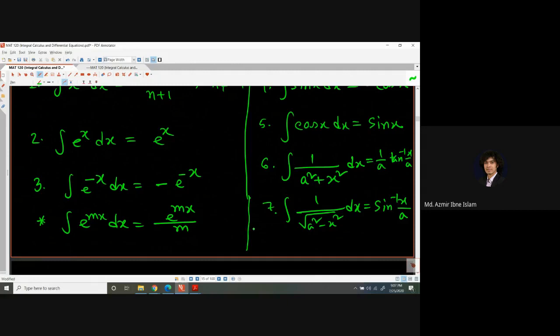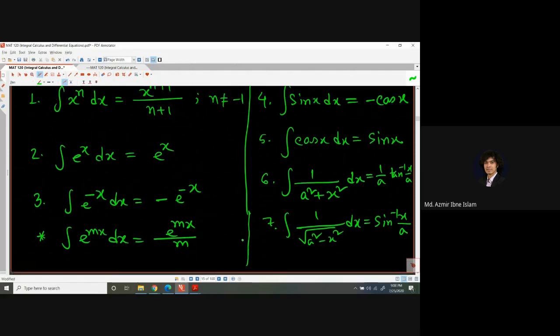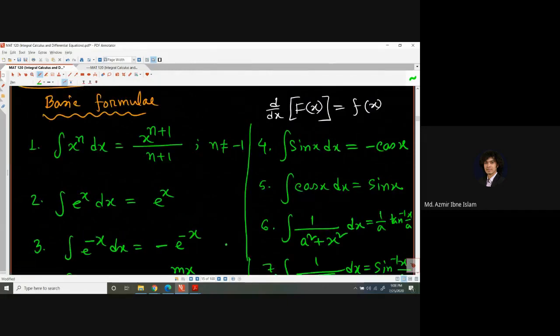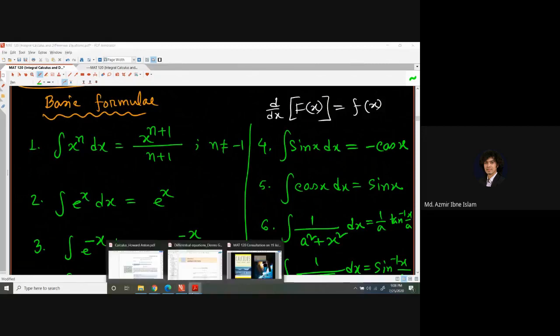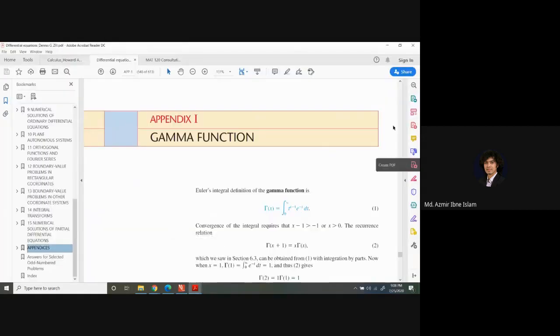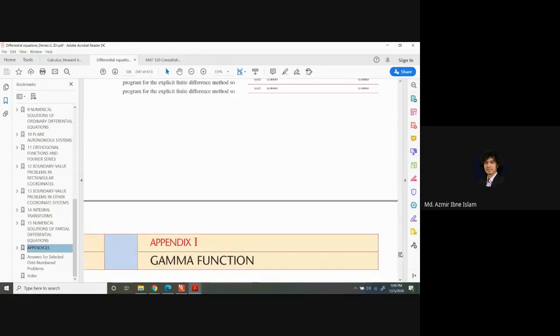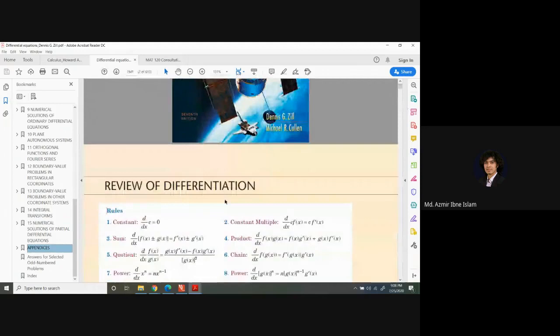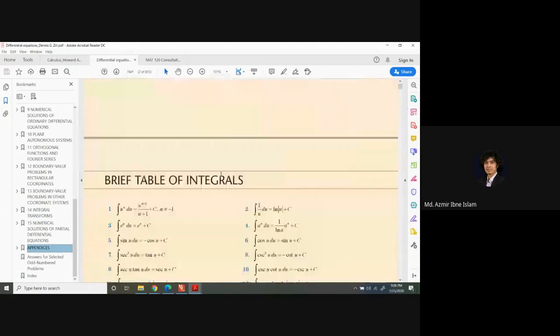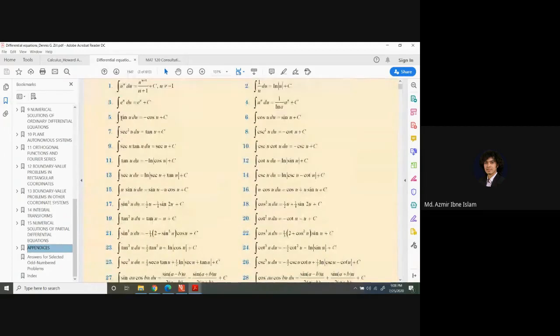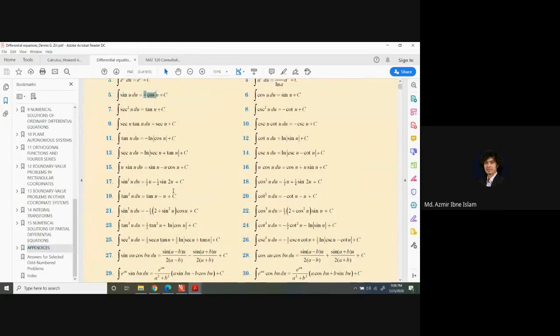So whatever formulas I have written, you don't need to memorize all these formulas, because you can have a look for these formulas from this book. You will find all these formulas in any reference book. Suppose here you have all the formulas. Integration of sine u is equal to negative cosine u. So that means all the formulas are here.